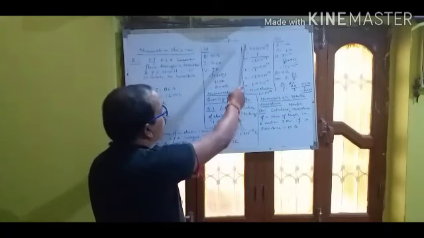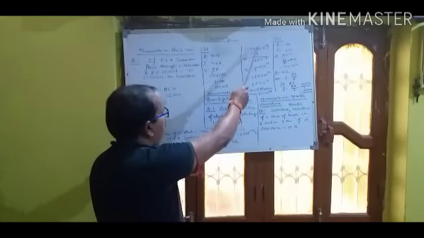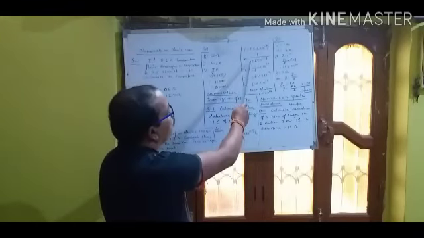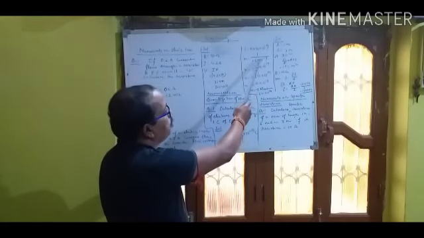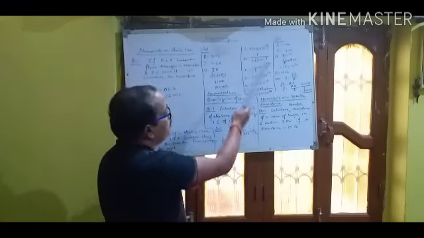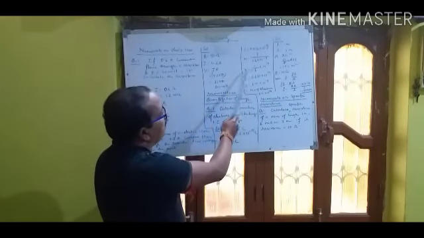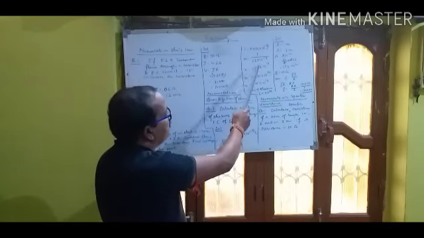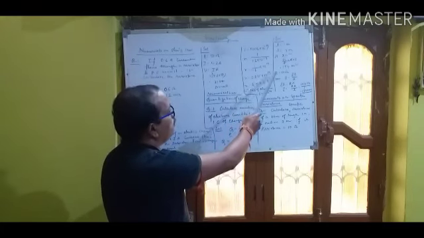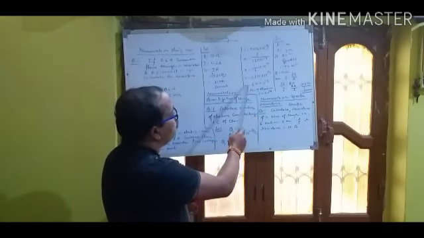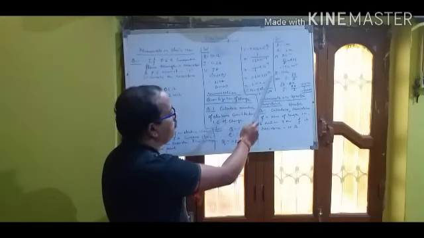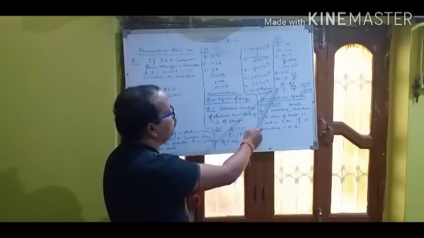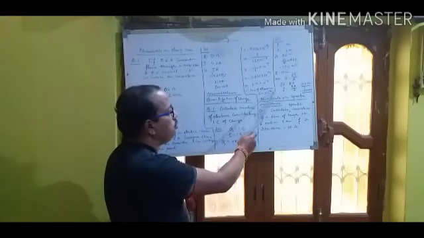So Q is equal to 1 is equal to N into e. Value of e is 1.6 into 10 to the power minus 19. So N equal to 1 divided by 1.6 into 10 to the power minus 19. Now 10 to the power minus 19 comes up, so N equal to 1 by 1.6 into 10 to the power 19. 1 by 1.6 is 0.625 into 10 to the power 19. Make it in standard form. So N equal to 6.25 into 10 to the power 18. So number of electrons constituting 1 coulomb of charge is 6.25 into 10 to the power 18.